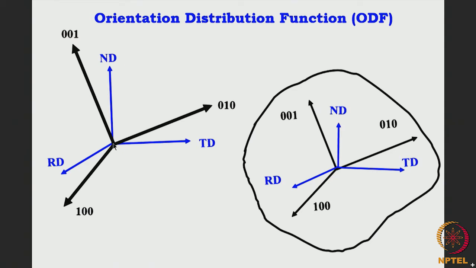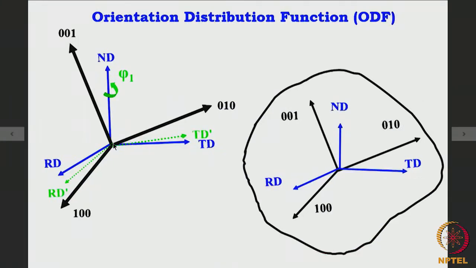Now, Bunge suggested three consecutive rotations of the crystallographic frame in such a manner that ND and 001 coincide, RD and 100 coincide, TD and 010 coincide. Now, let us see what kind of method he has suggested. Bunge suggested three consecutive rotations around the specimen frame, to make it coincident with the crystallographic frame.